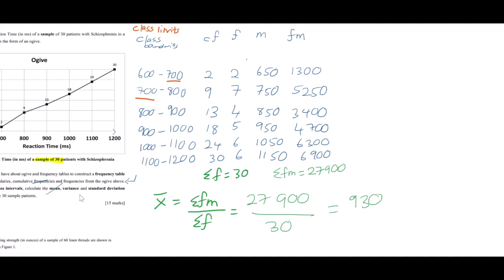Okay, the next step would be to calculate the variance and the standard deviation. Now, in order to calculate the variance, you would need the frequency multiplied with the square of the midpoint. Okay, you could write it as fm² or m²f. The values are as below.